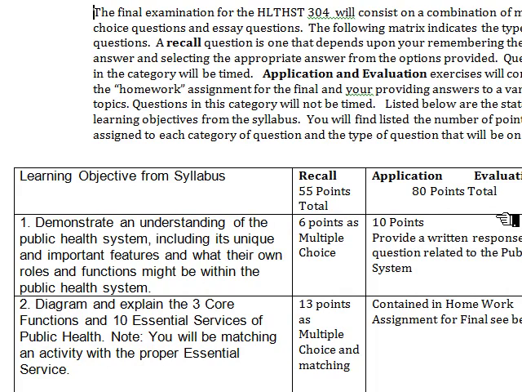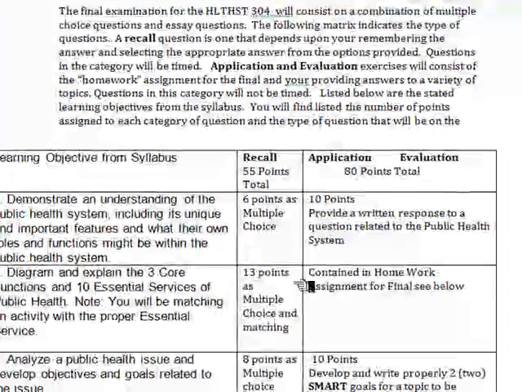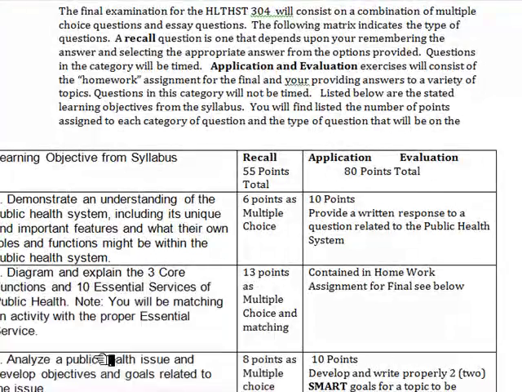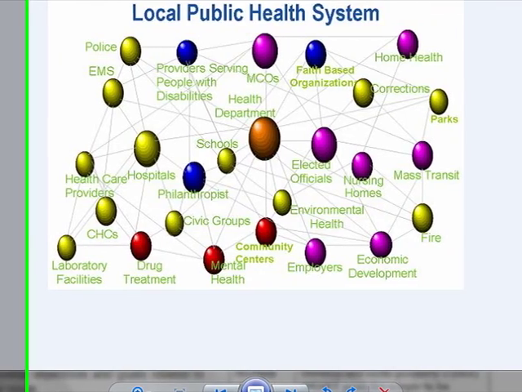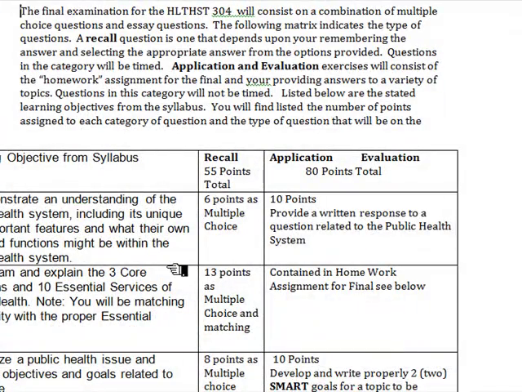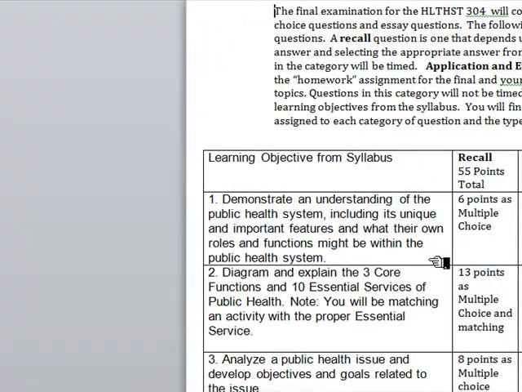I'm going to ask you to demonstrate the public health system. When I'm talking about the public health system, it's this document here that we actually looked at early on, with the health department in the middle, but all these other things, and what that really means, to look at the broad concept of the public health system. I ask you to look at that, and there's some multiple choice and all of that.